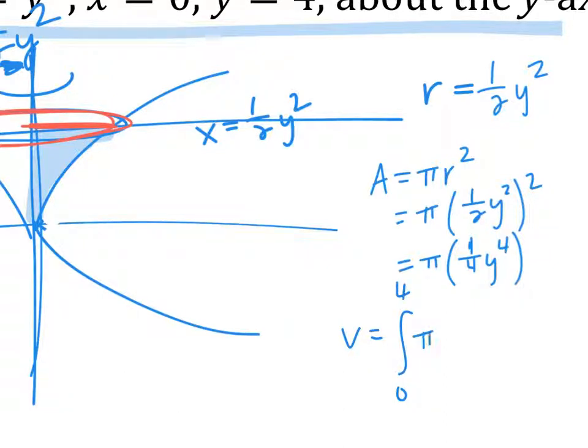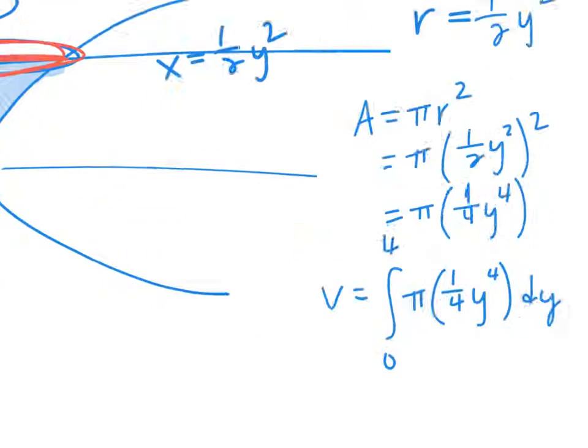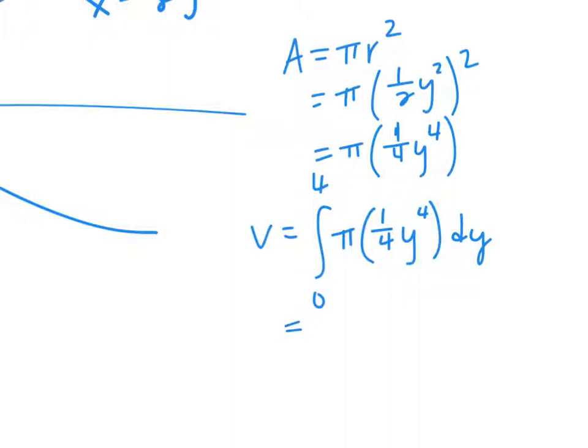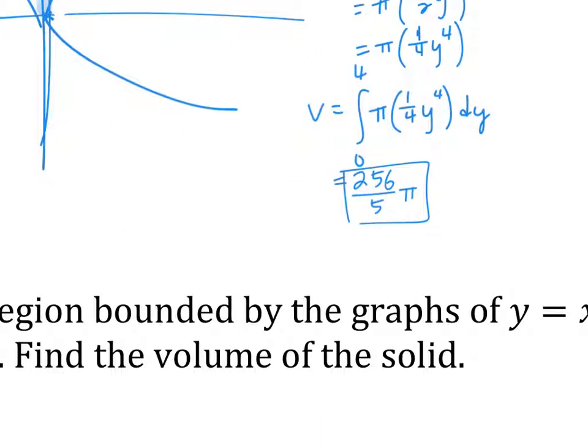Okay, pi 1/4 y to the 4th dy. Please make sure it's dy. We are rotating around the y-axis. So try it. Let me know when you have the answer. All right, answer is 256/5 pi. Okay, let's try another one.